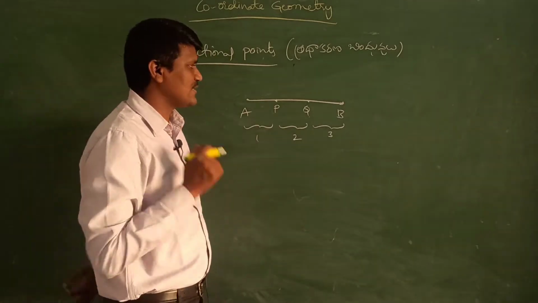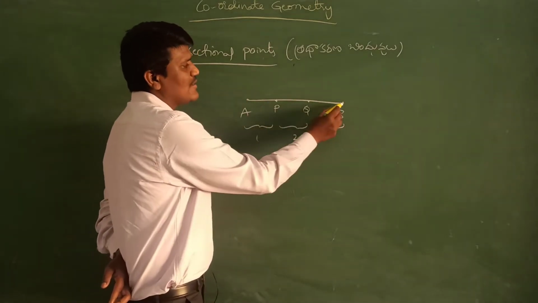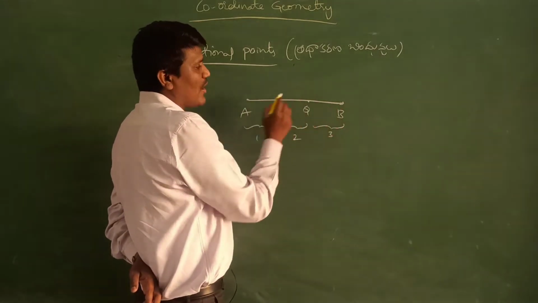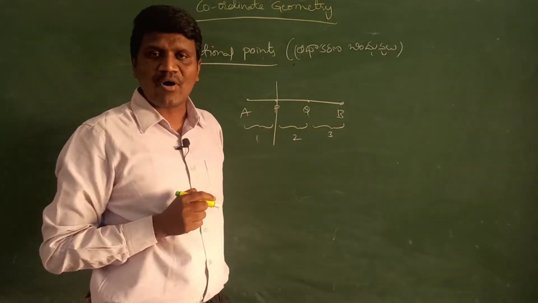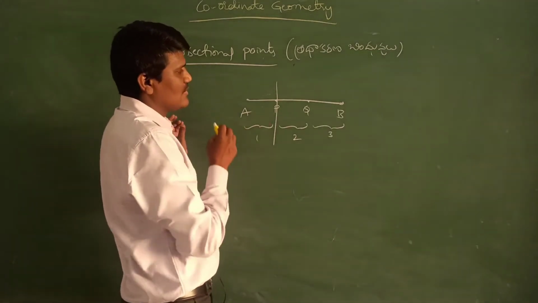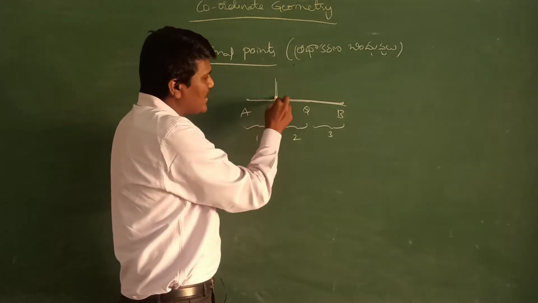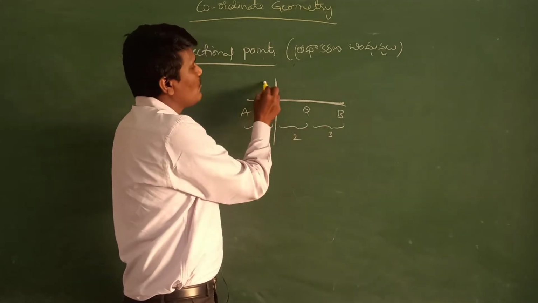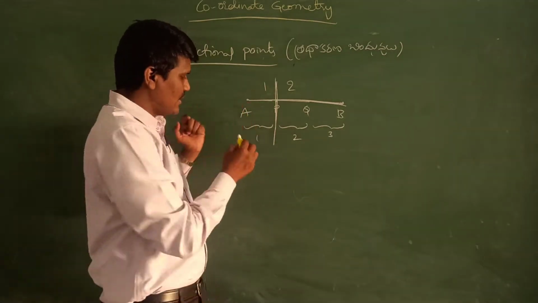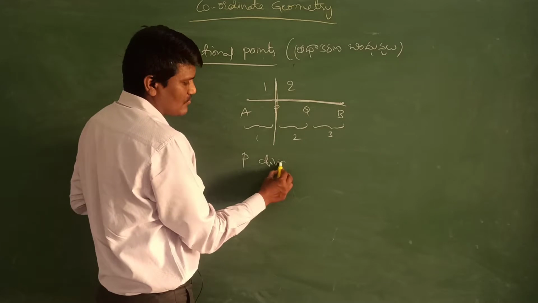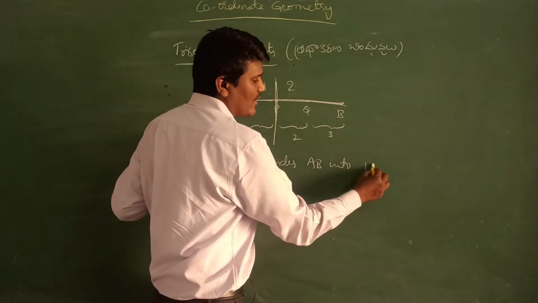Here the main important thing from the examination point of view is this. AB is there, right? So P divides AB into how many parts? This is the first part, second part, third part. That means P divides AB into 1:2 ratio. This is the important point here. So here P divides AB into 1:2 ratio.